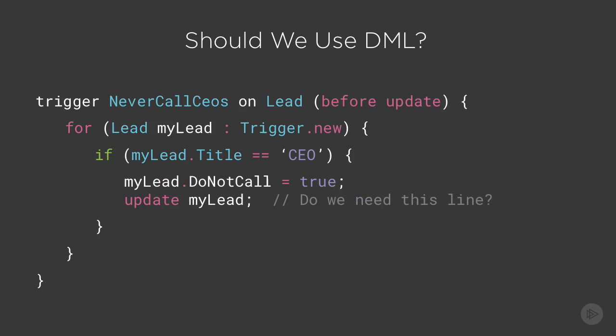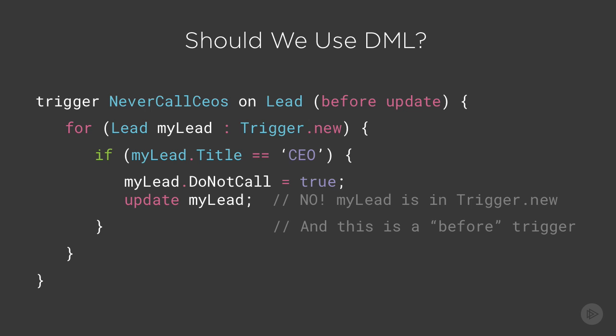Here's another example. Let's say our business has been getting some bad press from CEOs since we've been spamming them too much. This trigger checks to see if a lead has CEO as their job title, then sets the lead's do not call field to true. Do we need DML in this trigger? Pause and think. The answer is we do not need DML in this trigger.